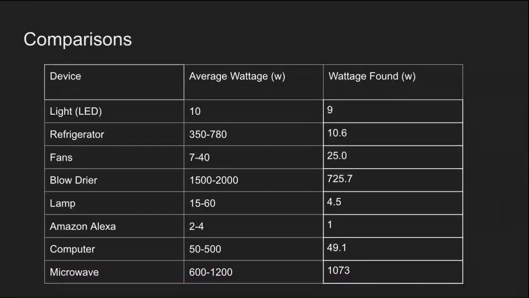Comparisons. When looking at everything, it seems like I was pretty spot on mostly, except with my blow dryer. One hypothesis I have is that I use my blow dryer on a low setting, so that's why it could be so much lower than the average. Also my lamp. I think the average I found was for a light bulb lamp, and since mine is so much lower, I'm assuming my lamp is an LED lamp. So that could be one reason why it's lower too.